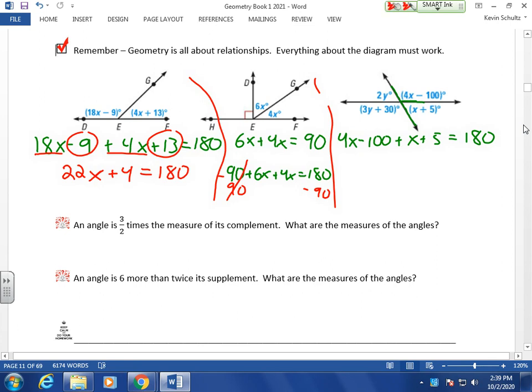Combine like terms. 4x and x give us 5x. Negative 100 and positive 5 give us negative 95. And together they equal 180. This one I would like to solve the rest of the way. So when you get the value for x, raise your hand and share it with the rest of us. 5x minus 95 equals 180. What is the value of x?